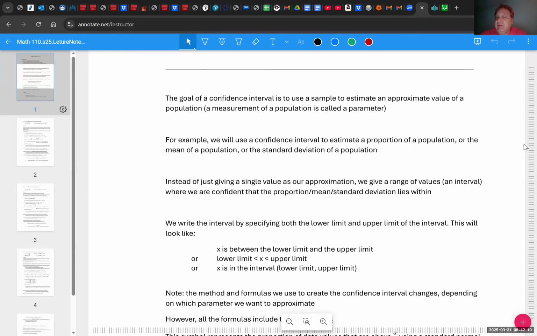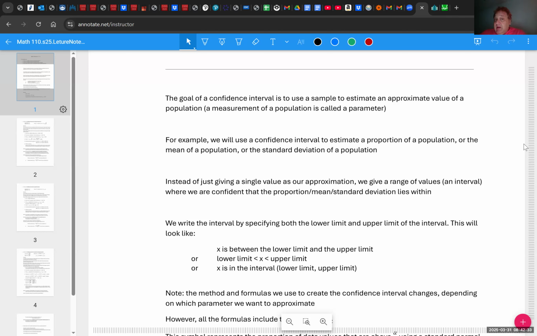A measurement of the population is called a parameter, as I mentioned before. So we're going to be using a sample of data to estimate something about the population. For example, we're going to use a confidence interval to estimate a proportion of a population or the mean of a population or even the standard deviation of a population. So these confidence intervals are used to estimate something about a population.